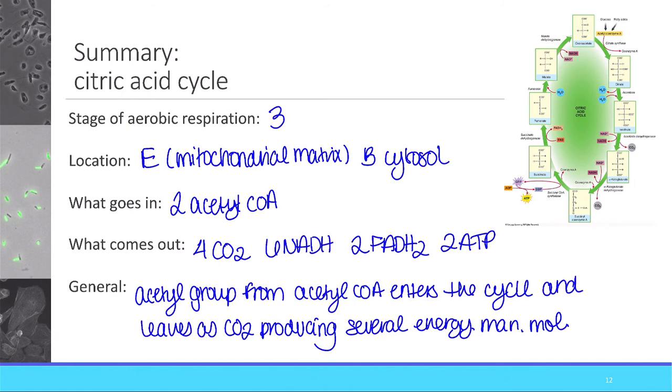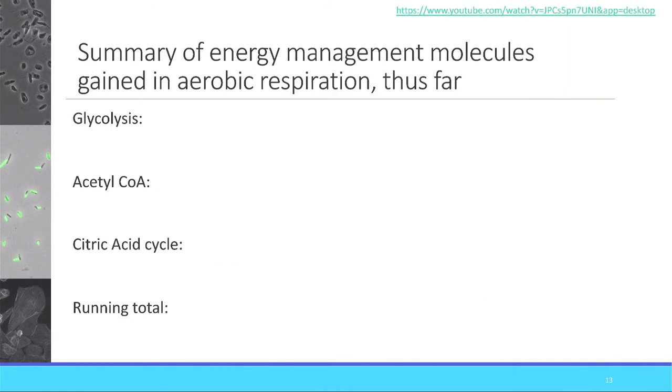Okay, so now that we've gone through a couple of stages, it's really important for us to not only summarize each stage, but to do a summary of our energy management molecules that we've gained so far. So in glycolysis, do you remember how many ATP we gained? Hopefully you're yelling at the screen and you were telling me 2 net ATP. So we made 4 ATP, but we had to invest 2. So we have 2 net ATP, 2 NADH.